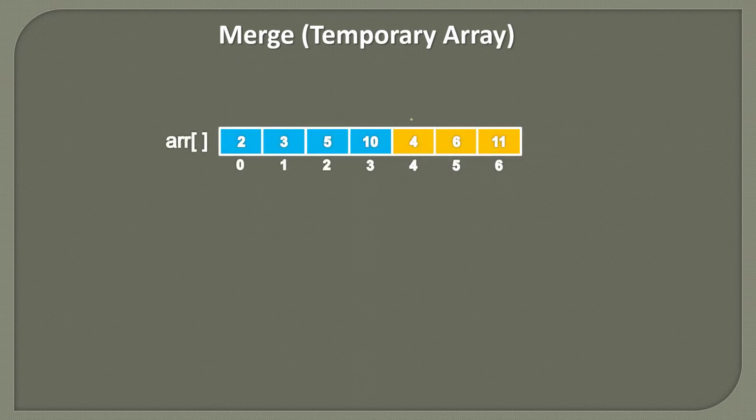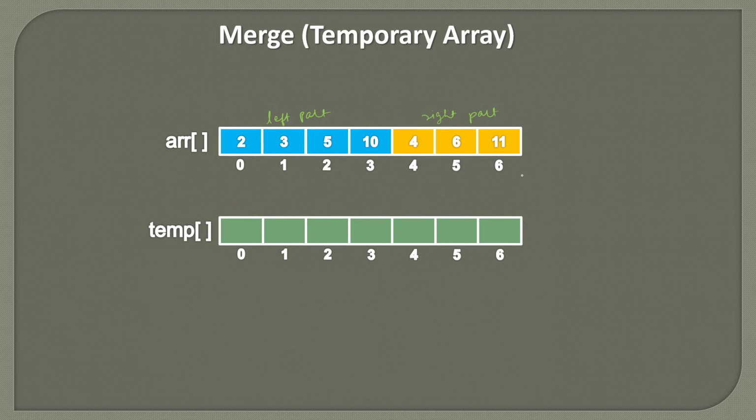Now let's see how we can take the help of a temporary array and merge it. This is the same thing which we saw in our previous slide. This is the left part and this is the right part, distinguished based on these colors. Usually how we merge it, we create a temporary array of equal length and first copy all these elements like this. So it looks something like this.